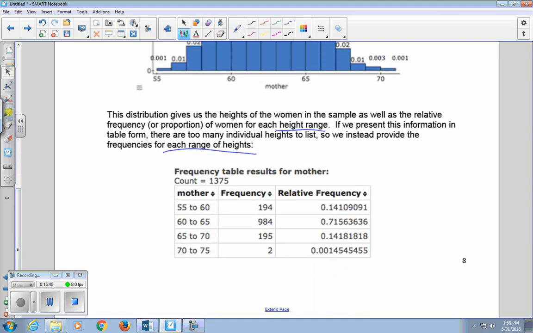If we look from 55 to 60 inches, we had 194 mothers that were between 55 and 60, and their relative frequency then would be 0.141.